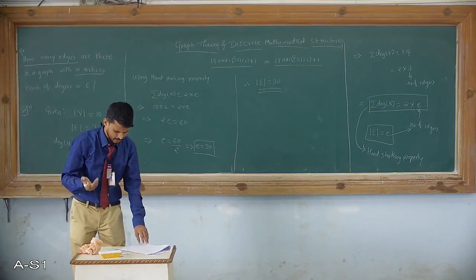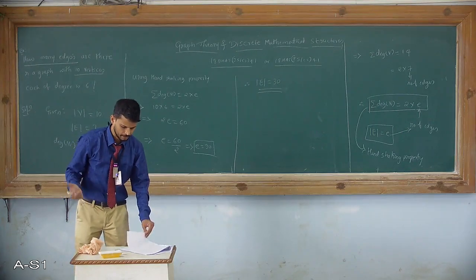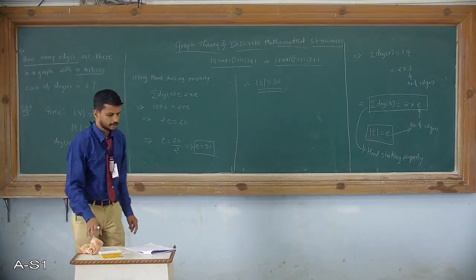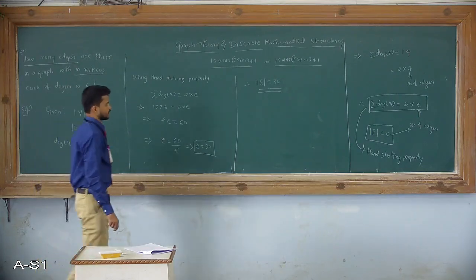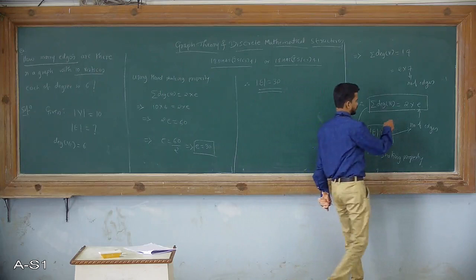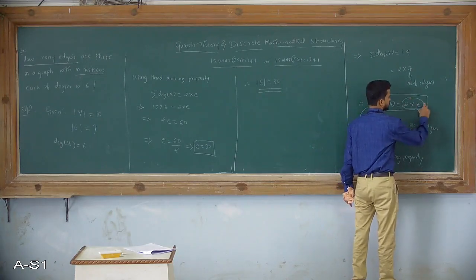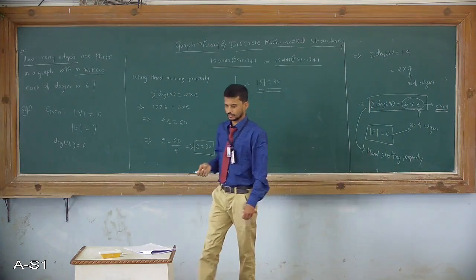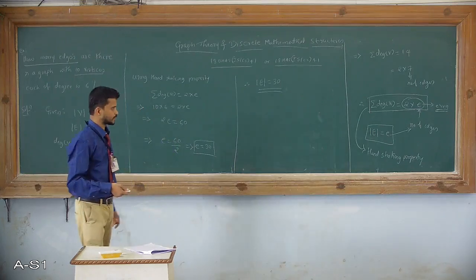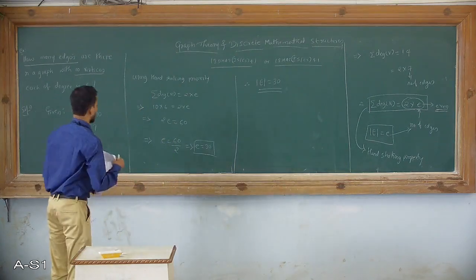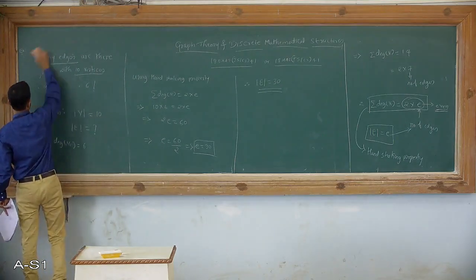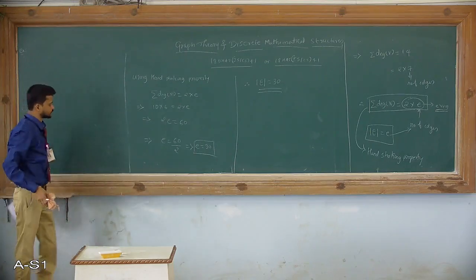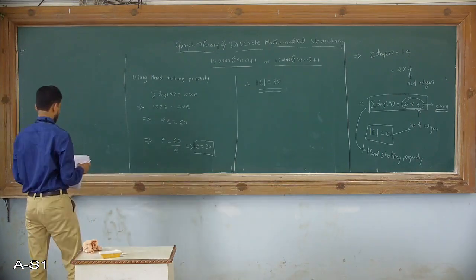So we can solve a number of examples using this handshaking property, and we note that the RHS of the handshaking property is 2 times E, which is always even. So the sum of the degree of each vertex is always even. We can see this one property. In the next question, we consider the application part of the handshaking property.